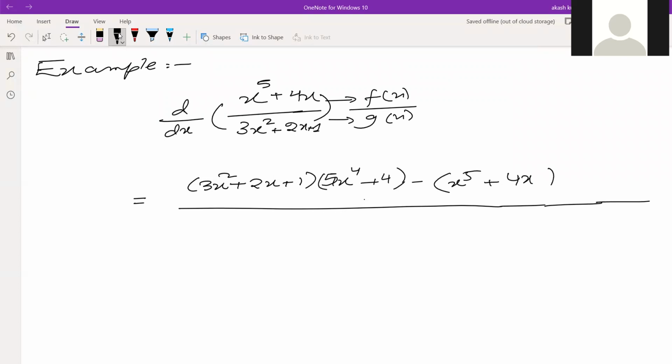And what will be the derivative of g of x? Hello. Your voice is cut. Hello, now can you hear me? No. Hello now. Yes, now it's audible.